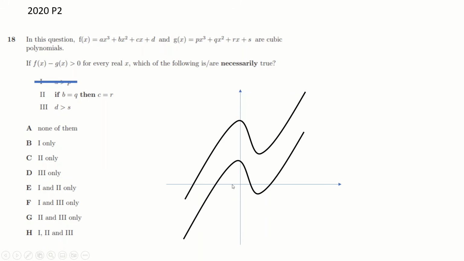If you think of it in terms of a sketch as well, you realize that this just has to be true. Because if you think of this graph as just having to be higher than this one, well, d and s are the y-intercepts, and so d has to be above s. If d is less than s, then there's some point where this graph is below this one, which we're not allowed. So this definitely has to be true.